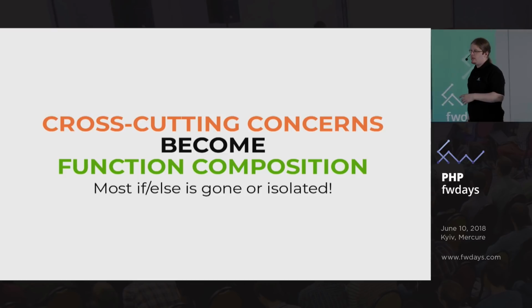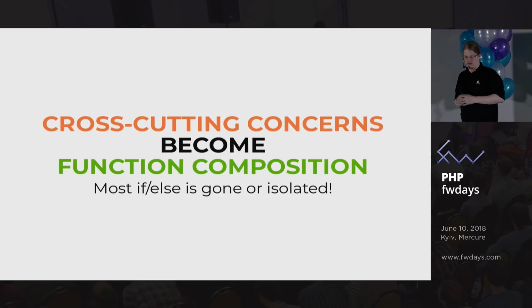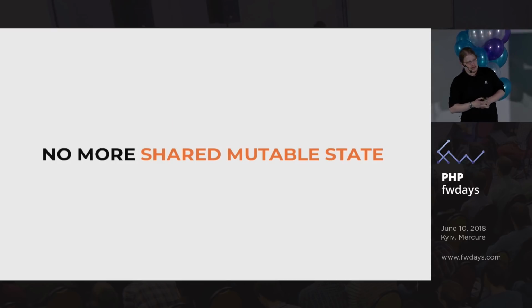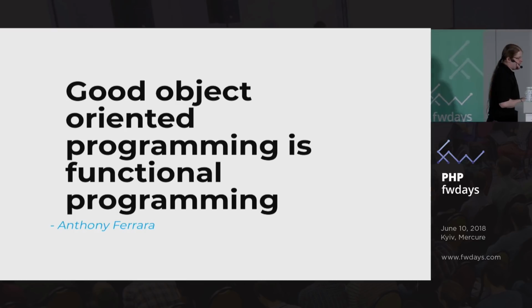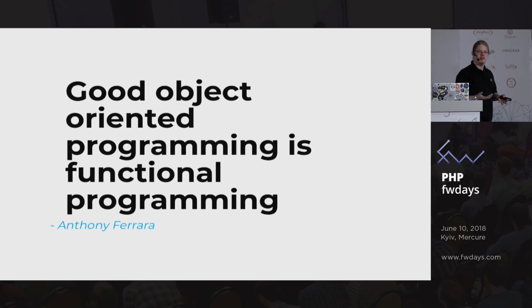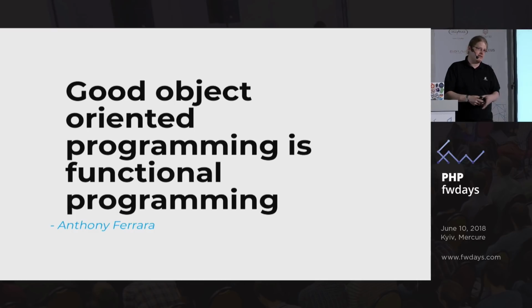Yeah, so most of the if-else logic is gone. It's part of one other decision somewhere. We're getting rid of shared mutable state. And I think we're getting away with a new way of designing object-oriented programming, because I think, at least this is something Anthony said, that good object-oriented programming is pretty much functional programming. I don't think he said exactly this, all right? But it's pretty much in that direction.